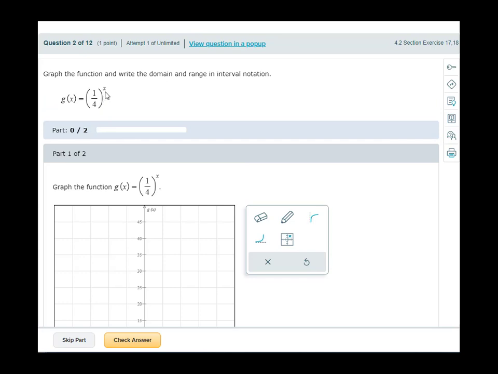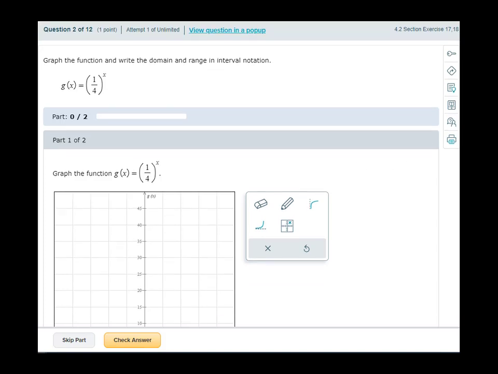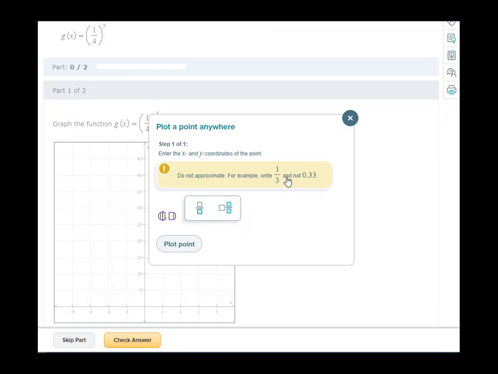1/4 raised to the x. Well, let's see. I know that b is between 0 and 1, so it's going to go the other way. I try my same strategy, which is to plot points. I know one of them is, again, 0, 1, because 1/4 to the 0 is 1. I need another point. How about 1? So plug in 1. And 1/4 raised to the 1 is, well, 1/4. So I'm going to use this little fraction guy and type in 1/4.